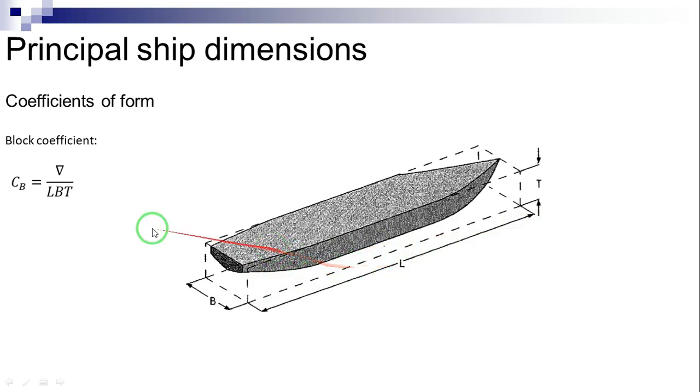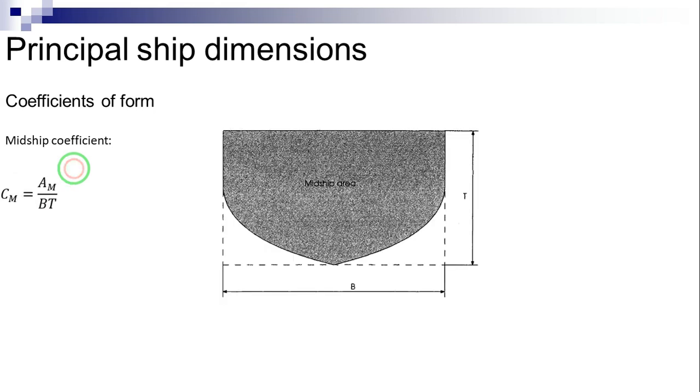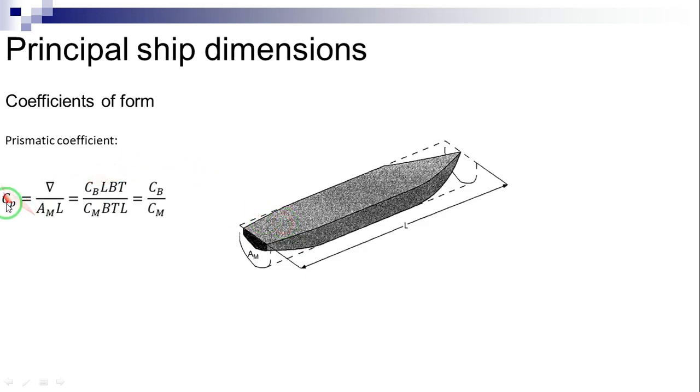Values of CB at design displacement may vary from about 0.36 for a fine high-speed vessel to about 0.92 for a slow bulk carrier. The midship coefficient Cm is defined as the ratio of the midship section area Am, as we can see here in this figure, to the product of the breadth and the draft, BT. The prismatic coefficient Cp is the ratio of the molded displacement volume nabla to the product of the midship section area Am and the length L.